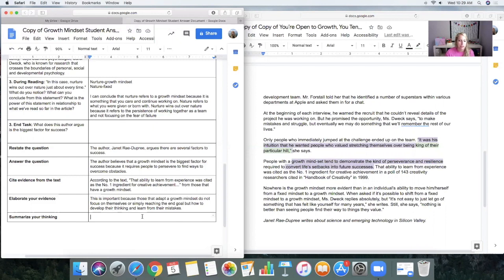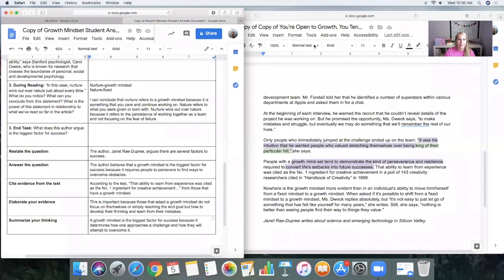So the last one is to summarize your thinking. Why does this matter? How can I relate it back to my initial question? So go ahead and give a one-sentence summary of how or why a growth mindset is important for success. Okay, once again, I just restated the initial question and talked about why growth mindset as a whole is so important, because we all experience challenges and it really depends on how we want to approach them and how we will overcome them.